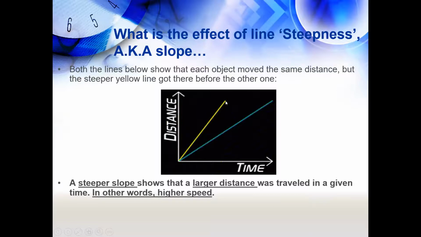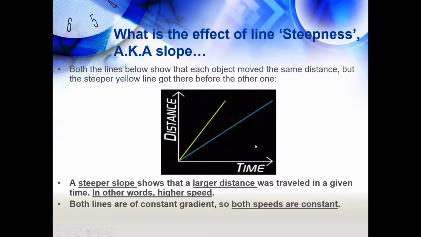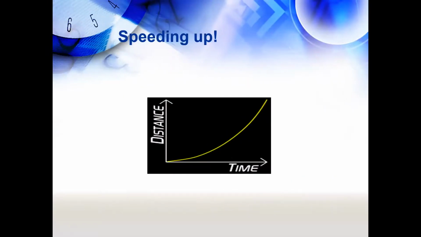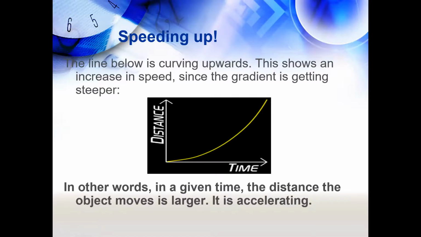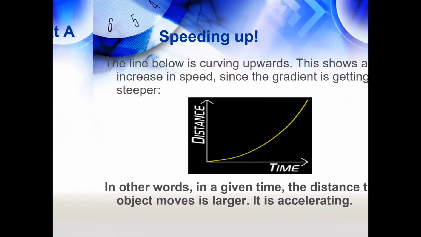So more distance is covered in less time. That means it traveled with a bigger speed, and in the green line, the same amount of distance was traveled in a greater time. Both lines are of constant gradient, so both speeds are constant. So this is how the speed graph would look like. We have also covered that, so we'll move on to the slope.